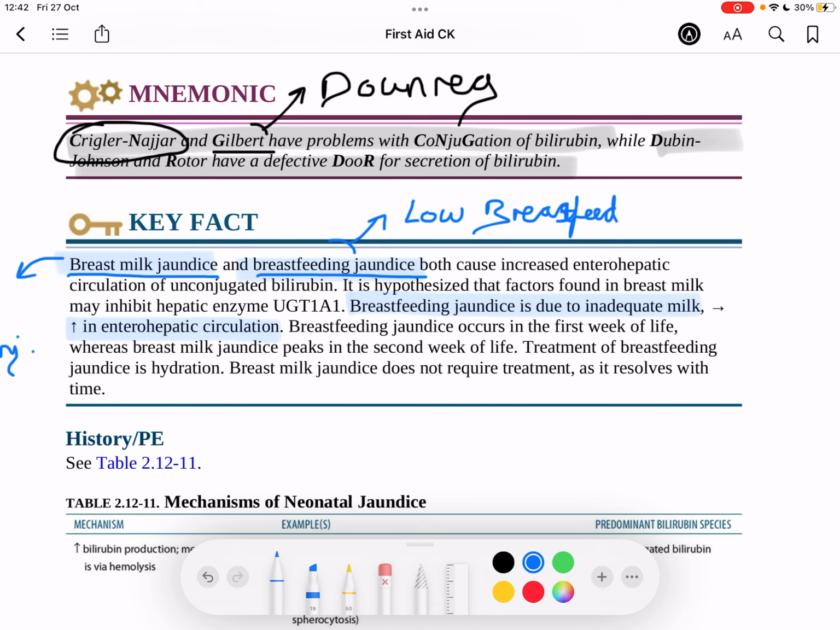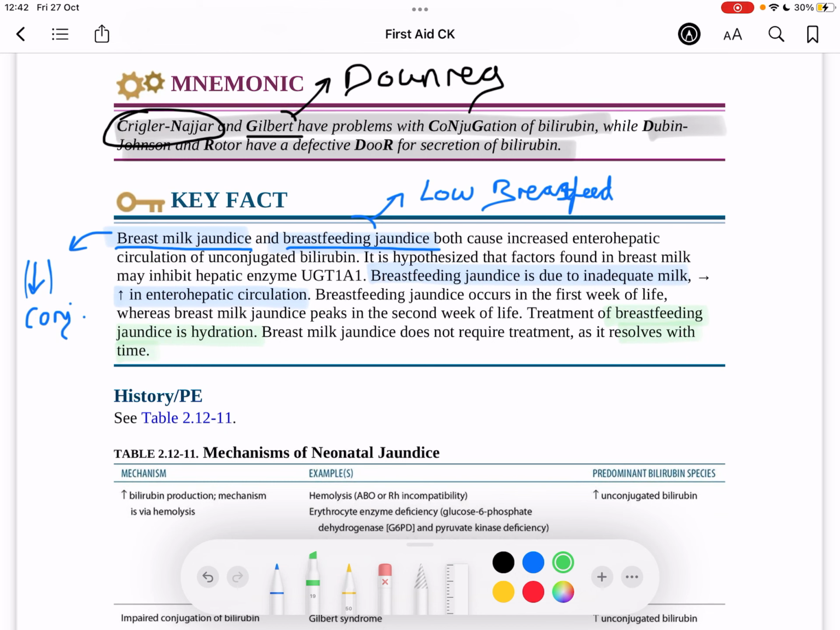The treatment of breastfeeding jaundice is hydration, okay? Whereas breast milk jaundice does not require any treatment and it will resolve itself, okay? So two diseases, very similar presentation, very similar time frame, two different pathological mechanisms, and they kind of contradict each other a little bit. Breast milk jaundice is due to breast milk causing high bilirubin, whereas breastfeeding jaundice is not enough breast milk causing high bilirubin, okay? So that's quite a difficult concept, but I hope that makes a little bit more sense.